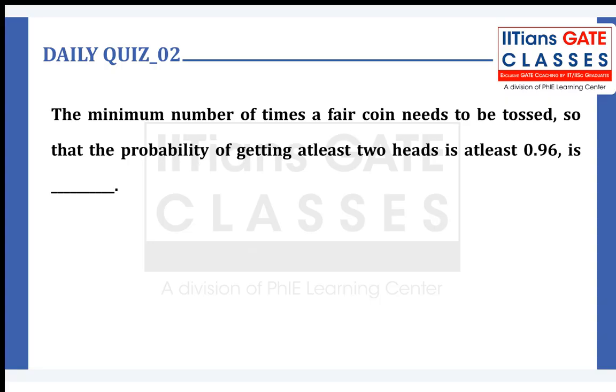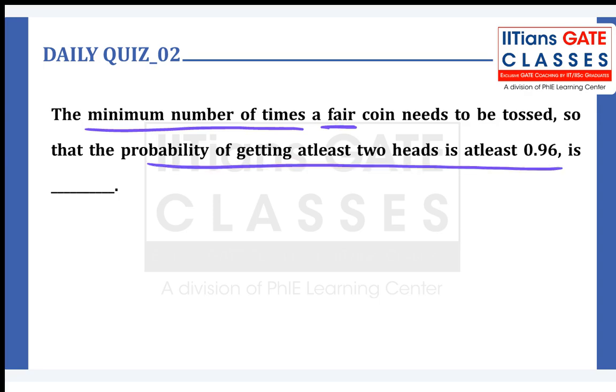Let's go to the next question. This is an interesting question actually. What they're asking is, the minimum number of times a fair coin is tossed, so that the probability of getting at least 2 heads is at least 0.96. Fair coin means the probability of getting head is half, probability of getting tails is also half.